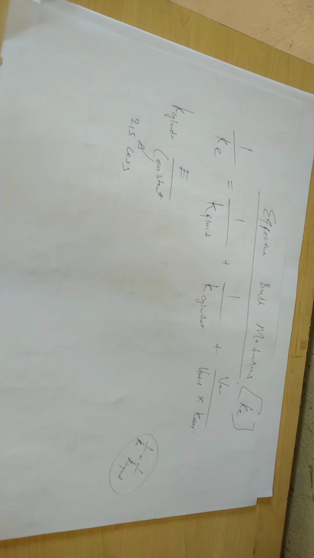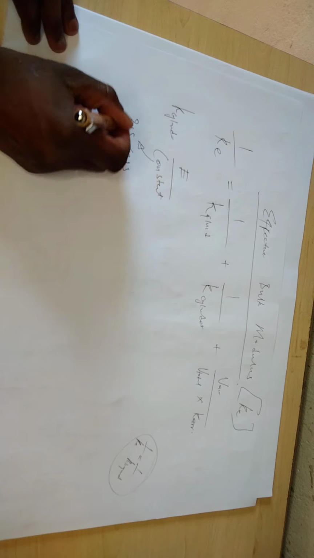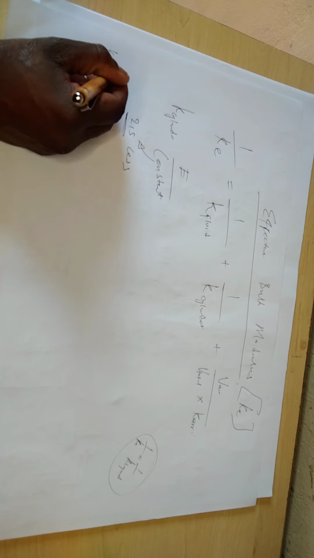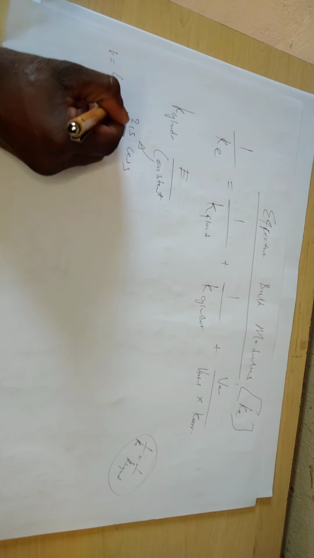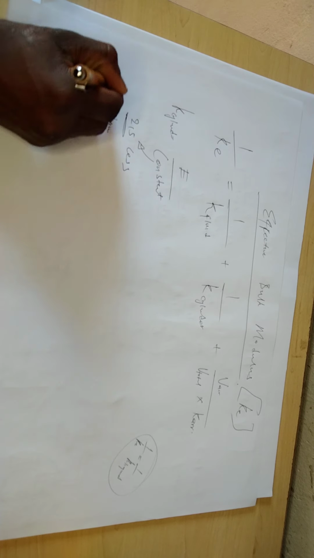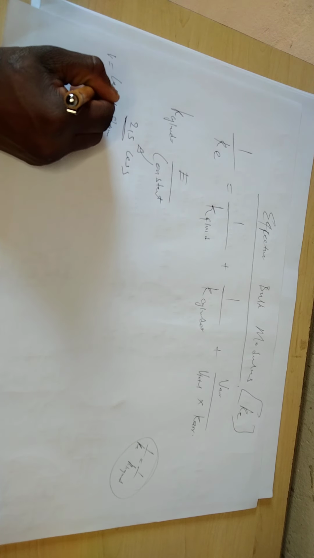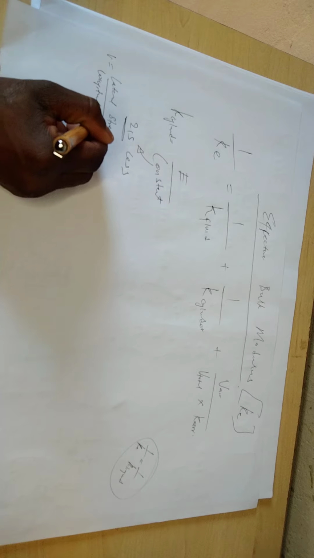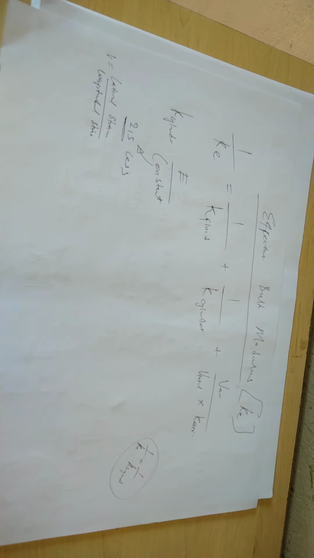Those who are doing strength of materials will know about thick cylinders, where we have to calculate the lateral strain divided by the longitudinal strain, which is going to give us the Poisson's ratio. So this 2.5, it's a V equals lateral strain divided by longitudinal strain. So we need to keep this in mind.